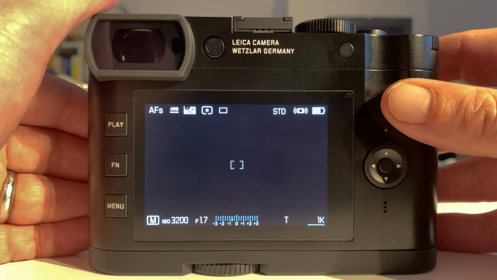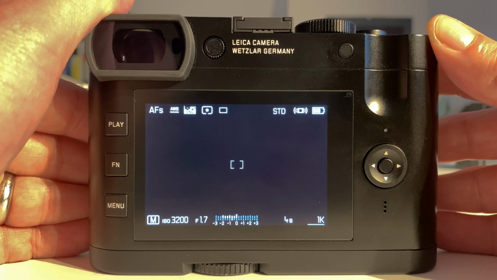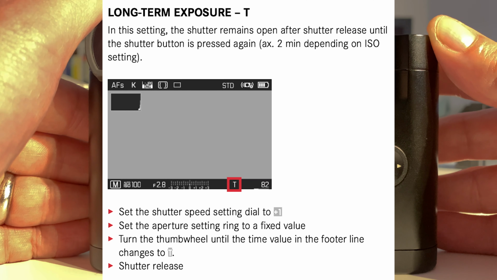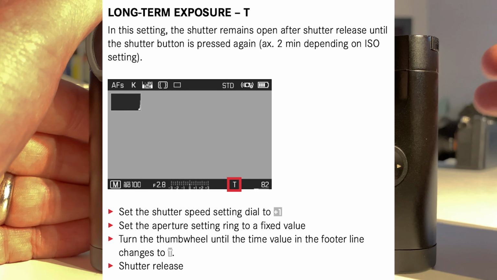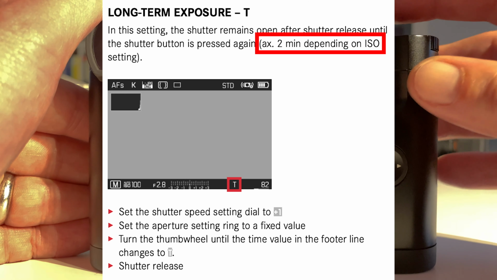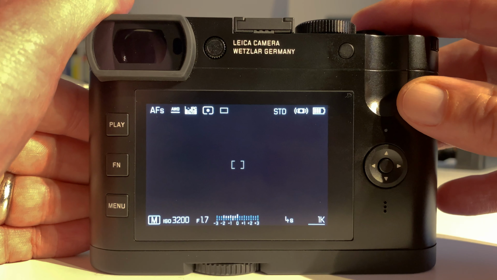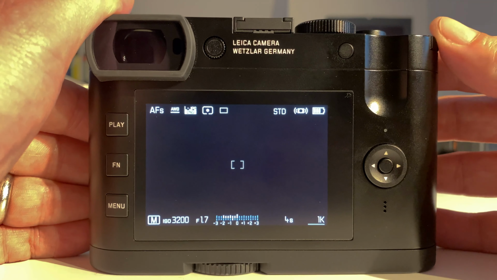So this would not be a big problem if the T mode would really be a bulb mode, as described in the manual by Leica for the Q2. Leica already mentions in the manual, and I will show this in a moment, that the T mode is a bulb mode. That means you press the shutter button and release your finger, and the shutter remains open until you press that button again. But Leica mentions in the manual that this is dependent on ISO, with a maximum of 2 minutes, and the ISO value, if you increase it, can basically turn the maximum bulb potential down to the constraints we saw already when we played with the 4 seconds.